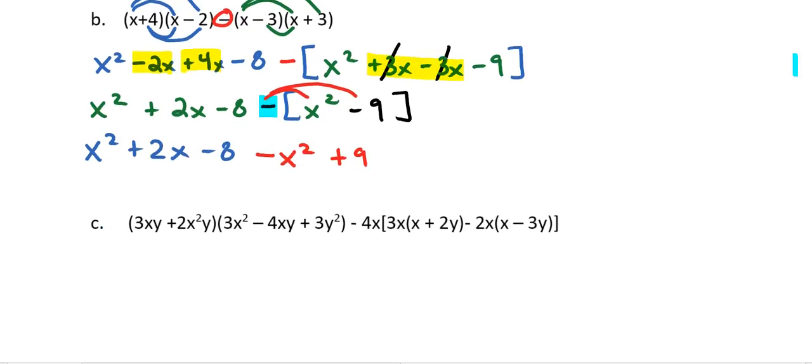X squared plus 2x minus 8. And then let's collect terms again. This x squared and that x squared will cancel off. And then this negative 8 plus 9, that's going to be positive 1. So my final answer here is going to be 2x plus 1. I'll just put that over here. This will be 2x plus 1.